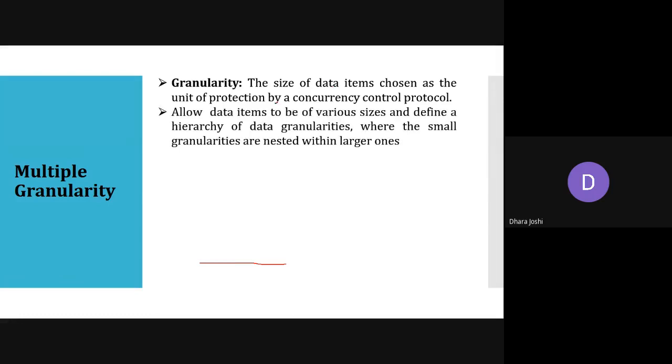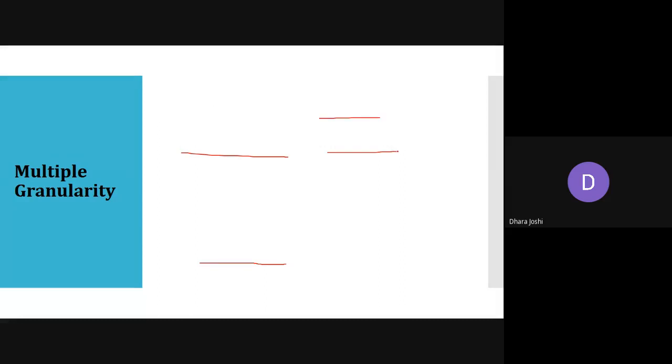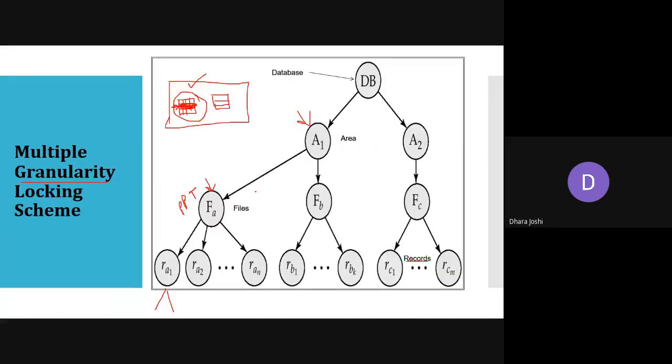It allows the data items to be of various sizes, as we have discussed, and defines a hierarchy of data granularities where the small granularities are nested within the larger ones. As we have seen in this, a small granularity like this one record is nested under this file. This file is also small as compared to area, and area is also small as compared to database.